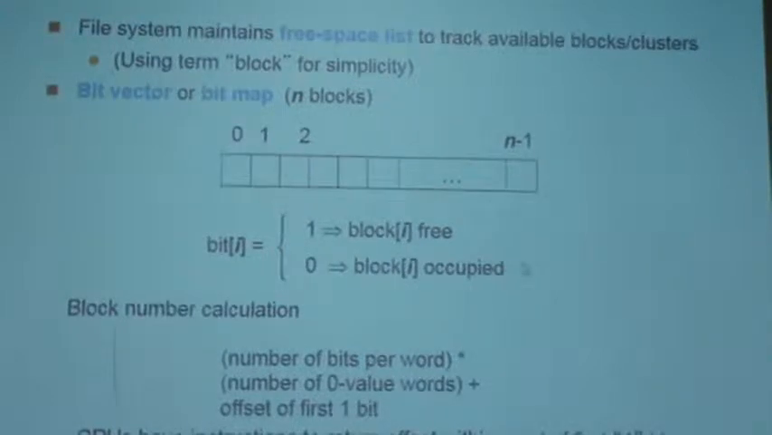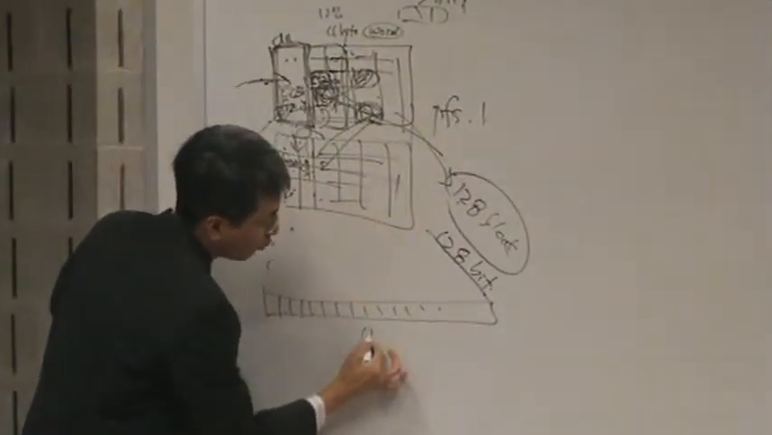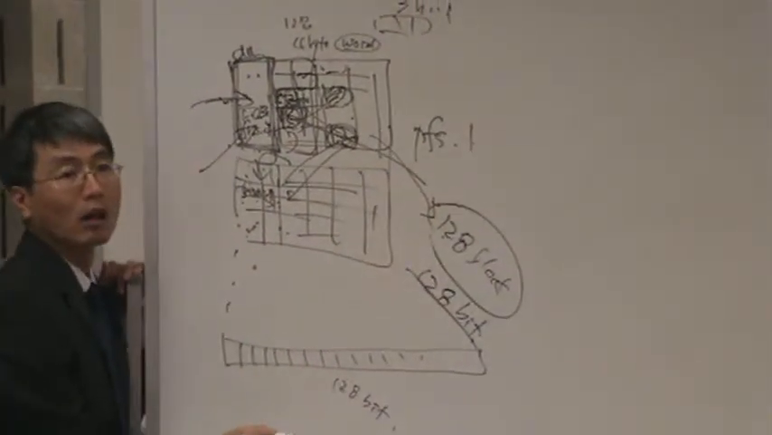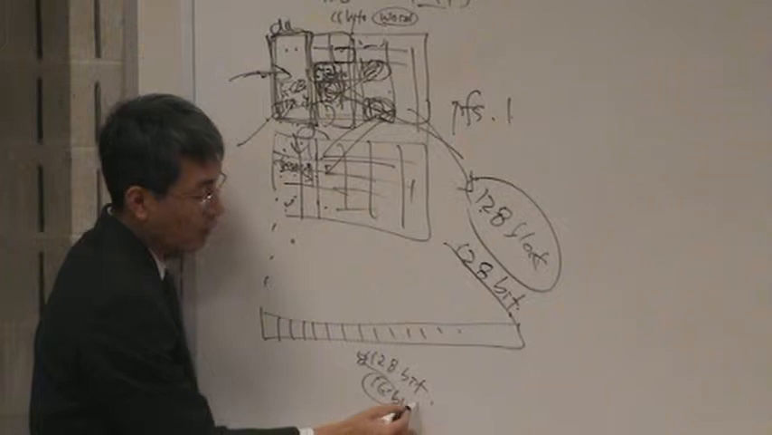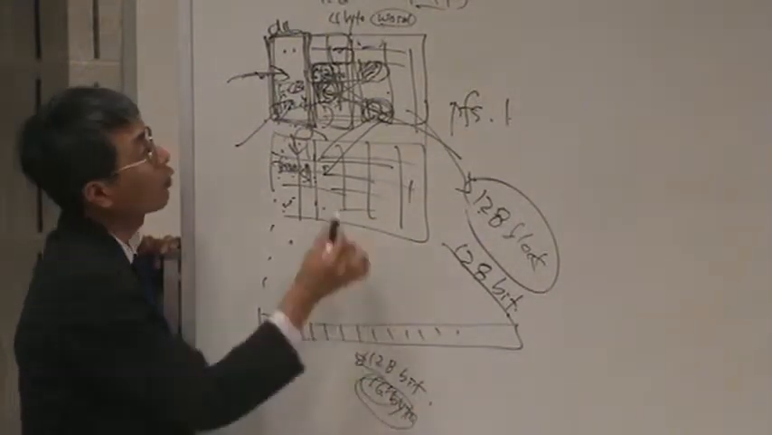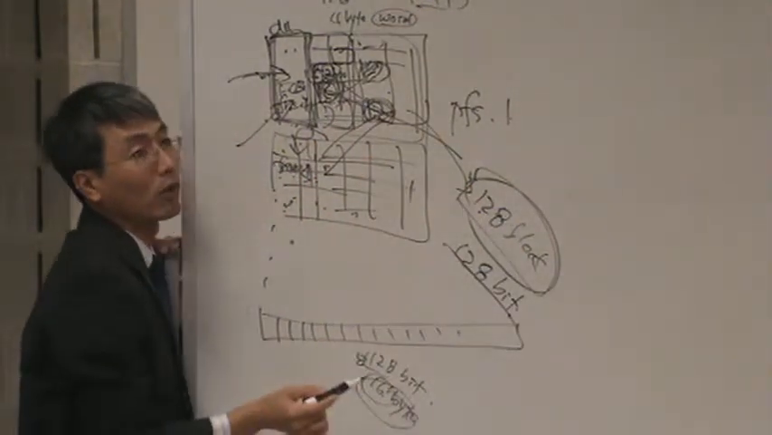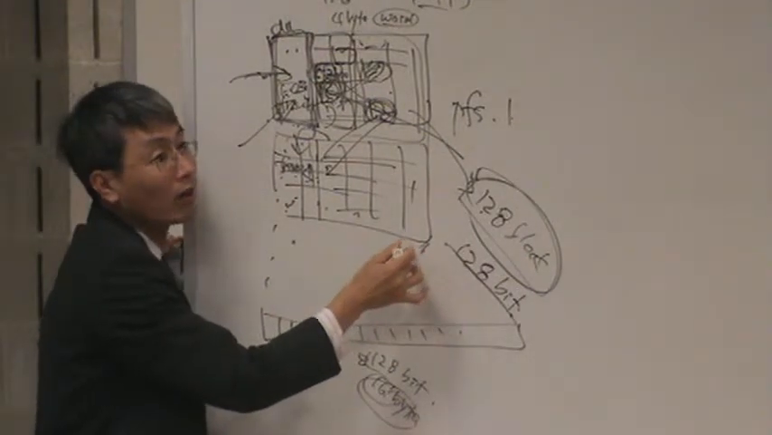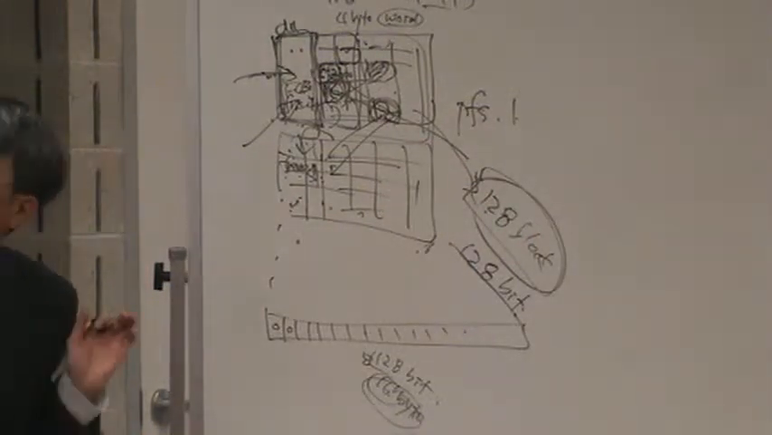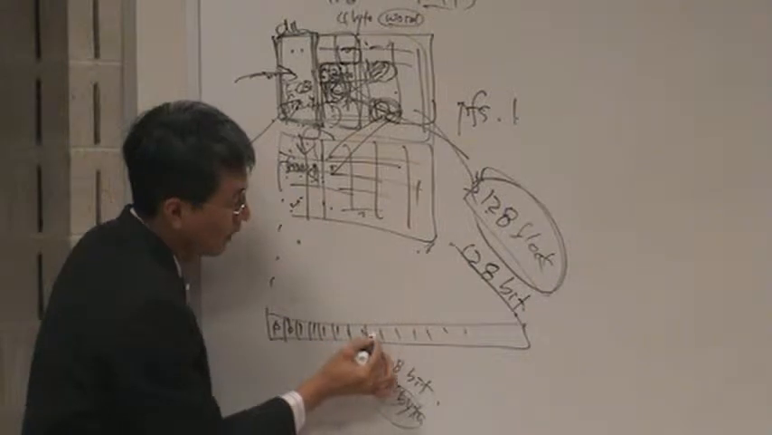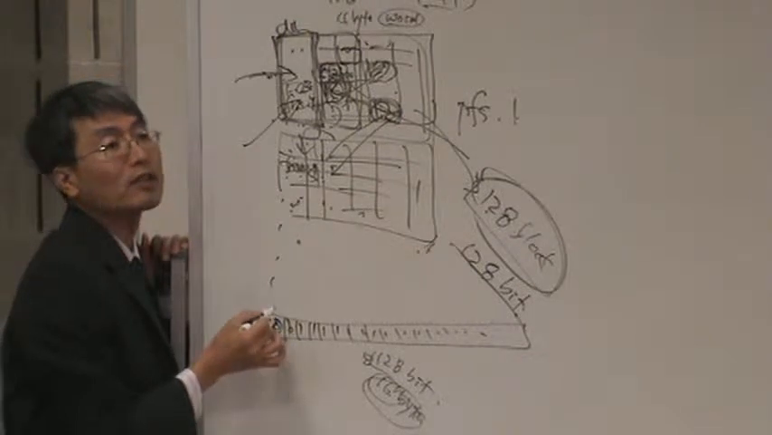For 128 blocks, how many bits do we have? 128 bits. How many bytes? You just need 16 bytes. 16 bytes is enough to manage the free list of your file system that has 128 blocks. So you need to decide the maximum number of blocks, then you can allocate this. Initially the bits can be set to 1, then once a block is used, you simply change it to 0.